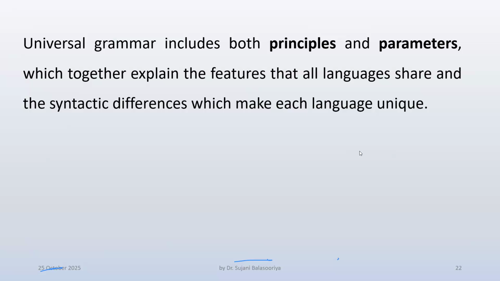Then here we say universal grammar includes both principles and parameters, which together explain the features that all languages share and the syntactic differences which make each language unique. Right? I think these two words are clear to you. Principles and parameters. Now, what do you think about it?